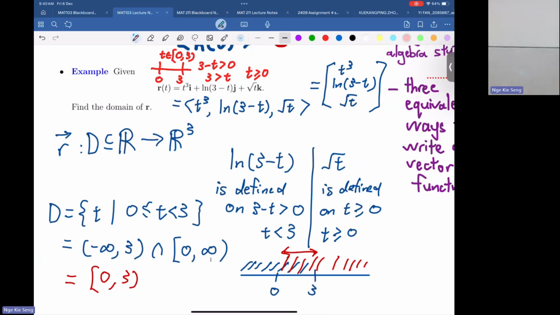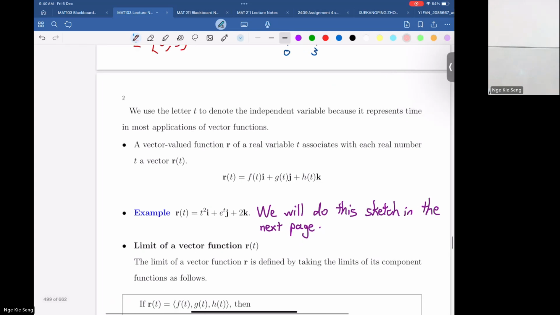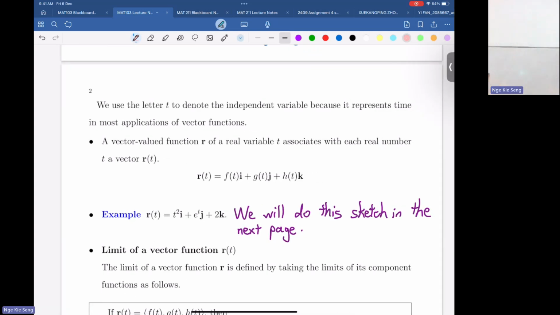So if you combine these two conditions here, you will get t less than 3 and greater or equal to 0. Okay. So meaning what? This space curve here only works for time from 0 until somewhere before 3. Cannot reach 3, but anywhere before 3. So this is what is defined to be a vector valued function of a variable t. So we associate a real variable t with a vector r(t).